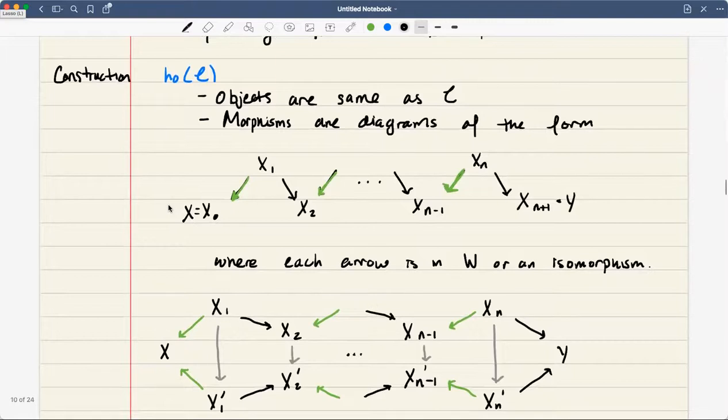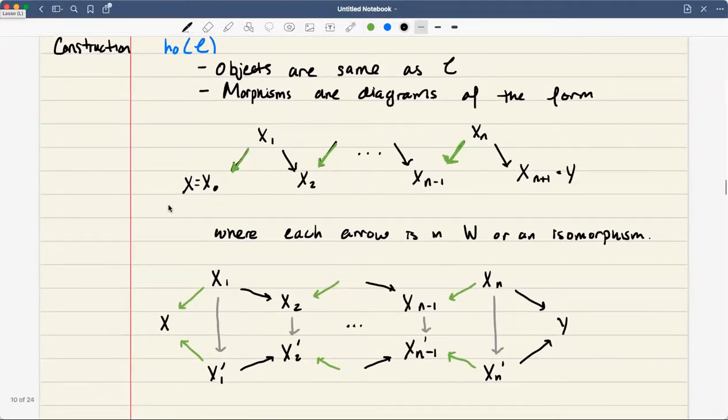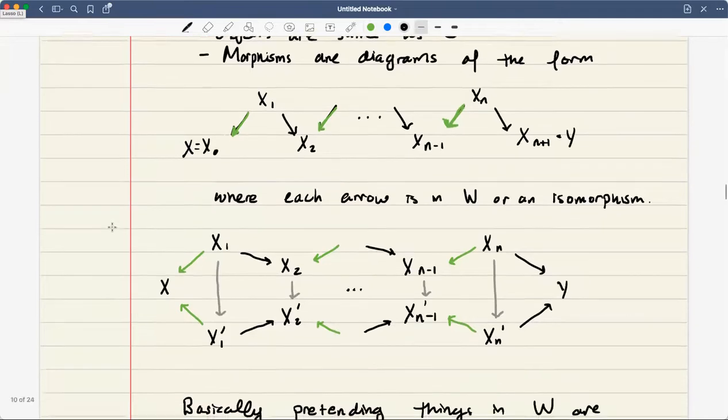So, how would you construct it? You have these maps going in both directions that I tried to draw. You have these backward green maps. And the way I think about it now is that we're formally pretending that those green maps are invertible. That's how we're defining the homotopy category. We're pretending they could go in the other direction.